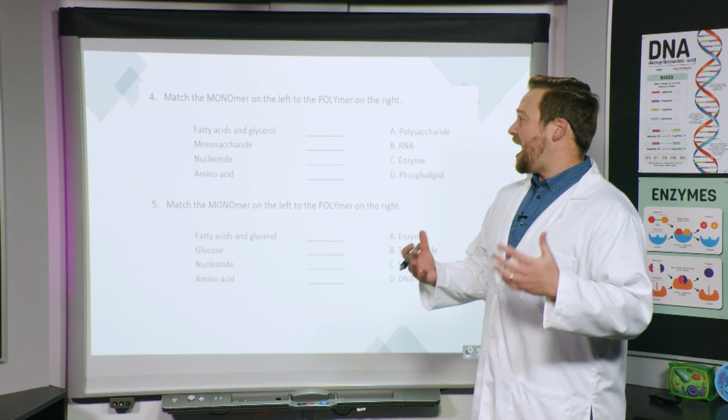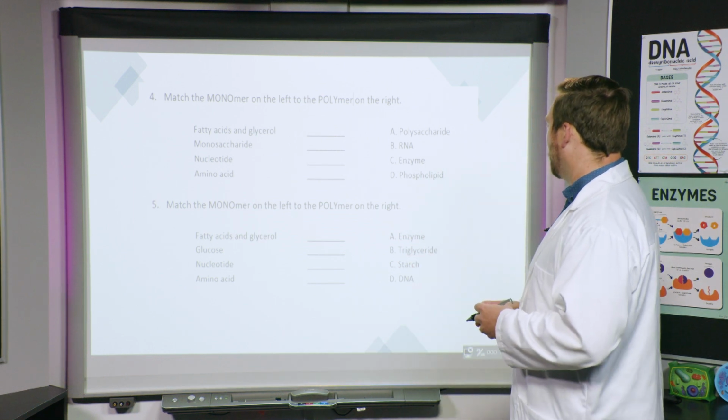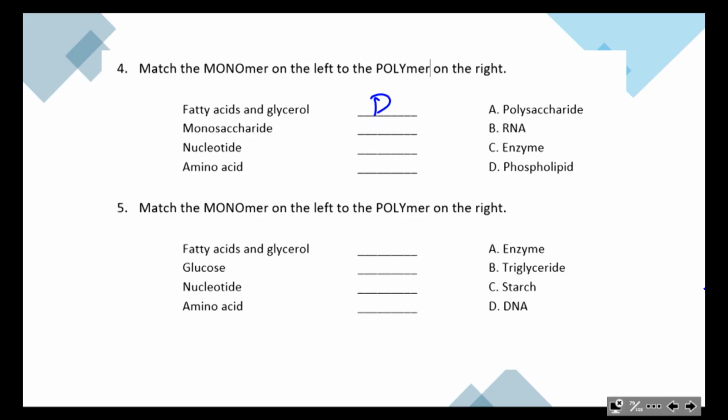All right, well, we got fatty acids and glycerols. So what is that going to go with? That's going to go with a phospholipid, okay? The next one is monosaccharide. What is monosaccharide going to go with? Well, I kind of just talked about it there just a second ago. Monosaccharide, polysaccharides, they're both carbohydrates, so that's the match here.